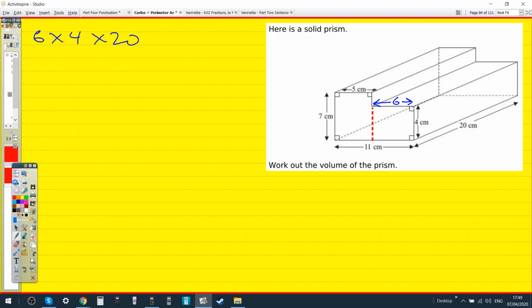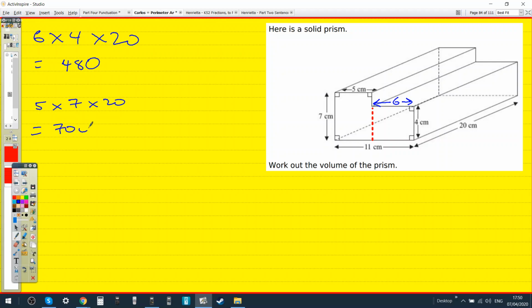Is this calculator? Calculator, yeah. Okay. 6 times 4 times 20, which is 480. And then on the other side, you do 5 times 7 times 20 again. Yes. So that'll be 700.